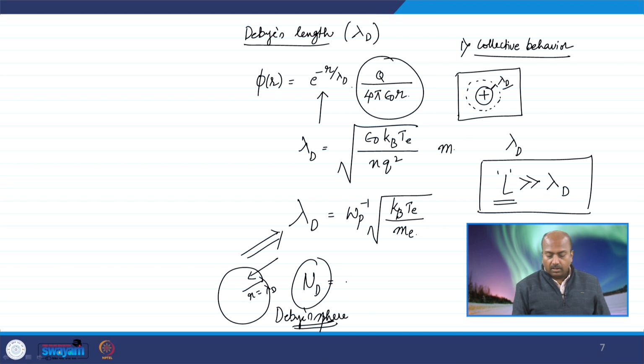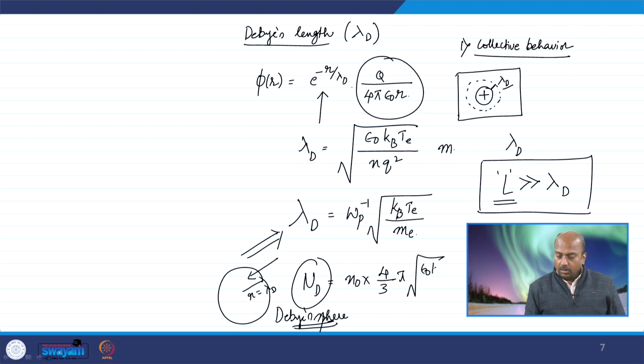ND can be written as N naught, number of particles per unit volume, into the volume which is being formed by Debye length radii, 4 pi epsilon naught kB T by N e square, into 4 by 3 pi r cube. R is the radius, which is lambda D.